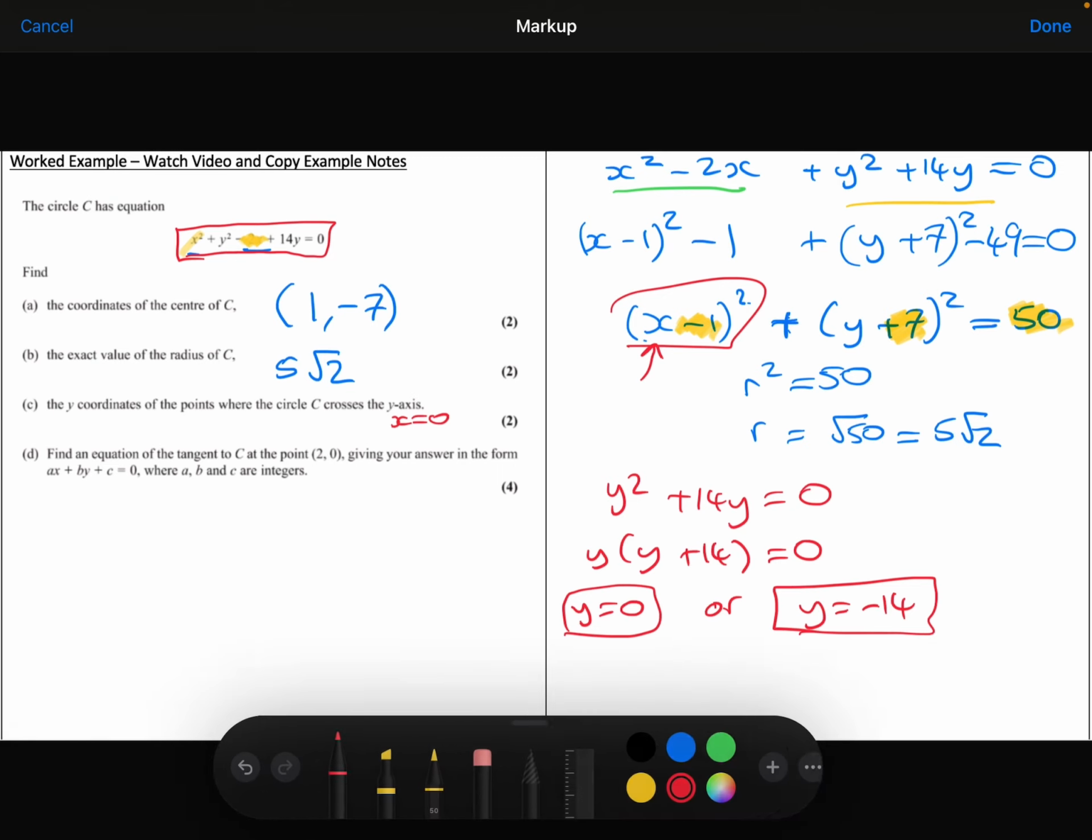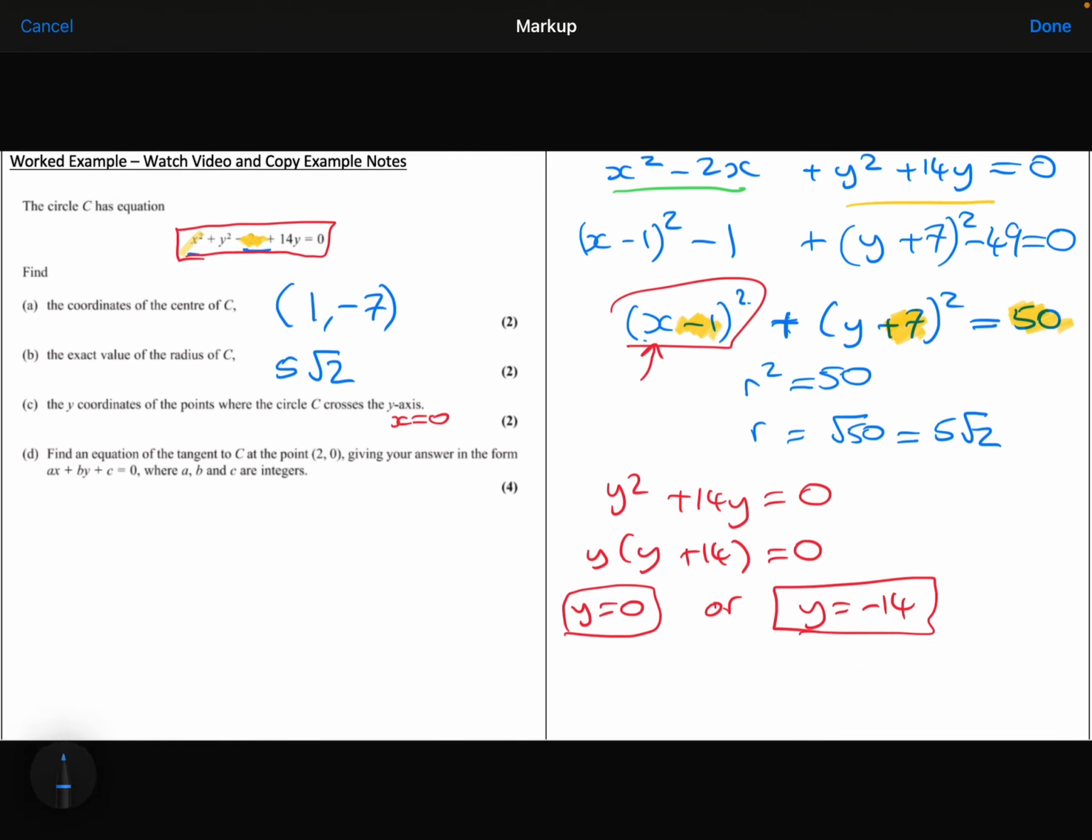Finally, part D. Find an equation of the tangent to the curve at the point 2, 0, giving my answer in the form ax plus by plus c equals 0. So I know that the tangent is going to be perpendicular to the radius. So if I work out what the gradient of the radius is at this point, I can then do the negative reciprocal of that to get the gradient of the line that's perpendicular to the radius. Therefore, that will be the same as the gradient of the tangent.